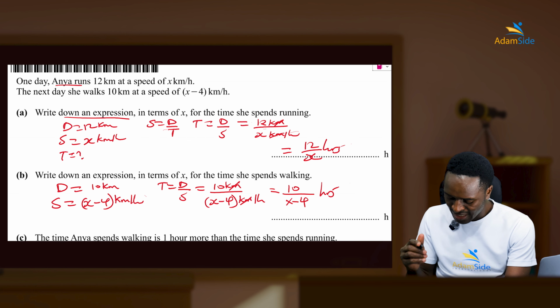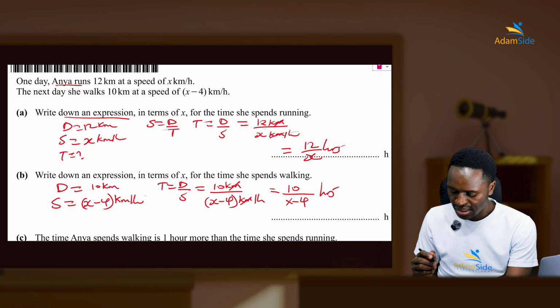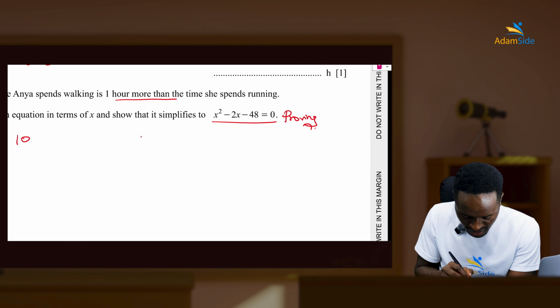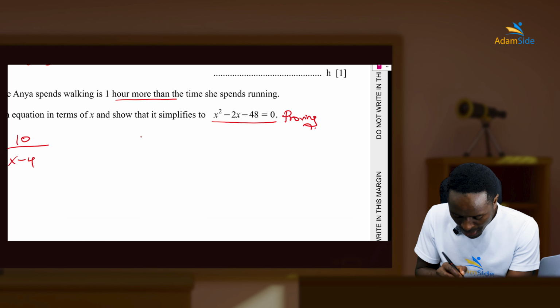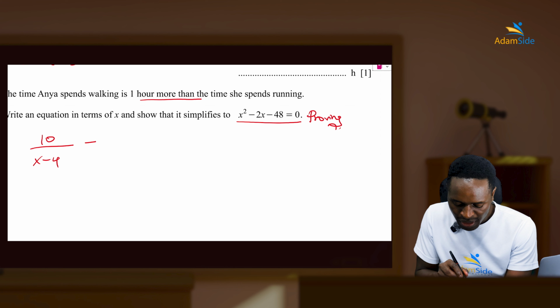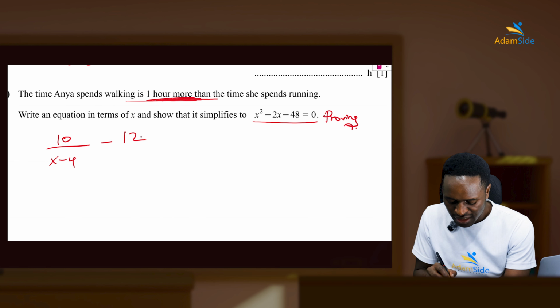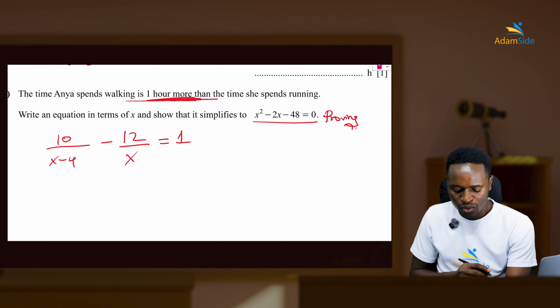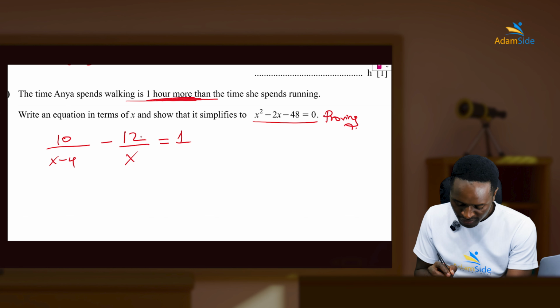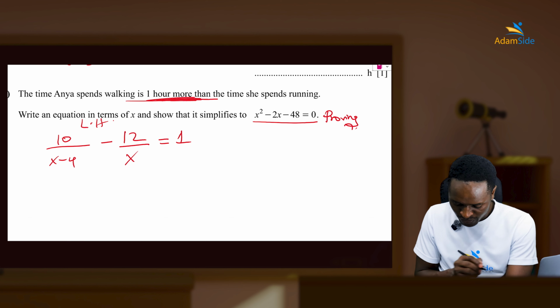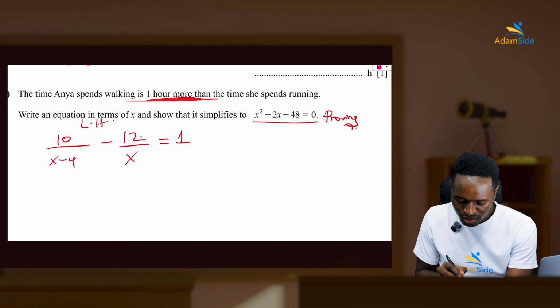So 10 divided by x minus 4, because the time Anya spent walking is 1 hour more than, minus 12 divided by x should be equal to 1. That's what you do. First of all, solve whatever is on the left hand side before equating. So what do you get in that case?